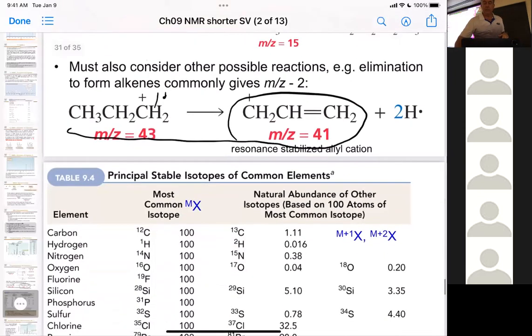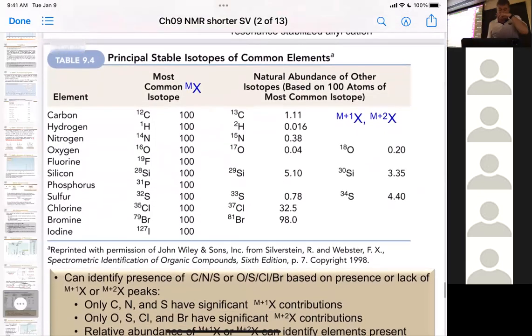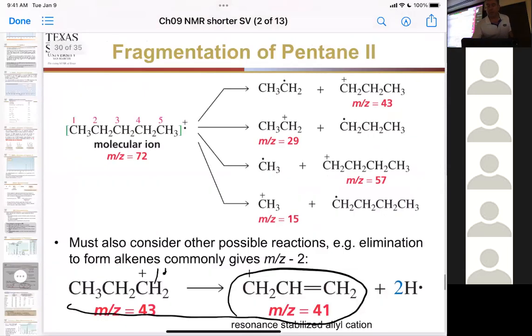Okay. But let's talk a little bit about isotopes now. I said that the first time I introduced that molecular peak, I said, look, there's a little teeny peak right next to it. It's about 1.1%.